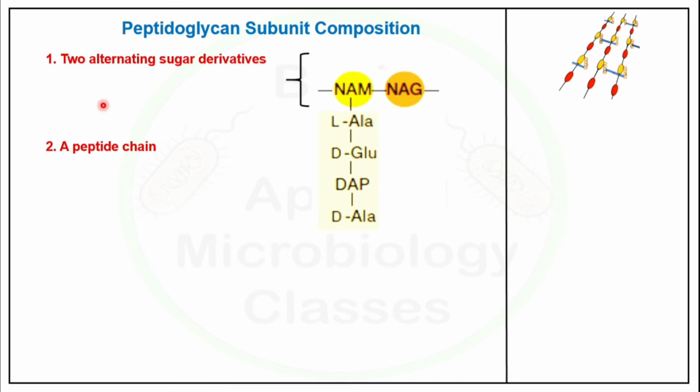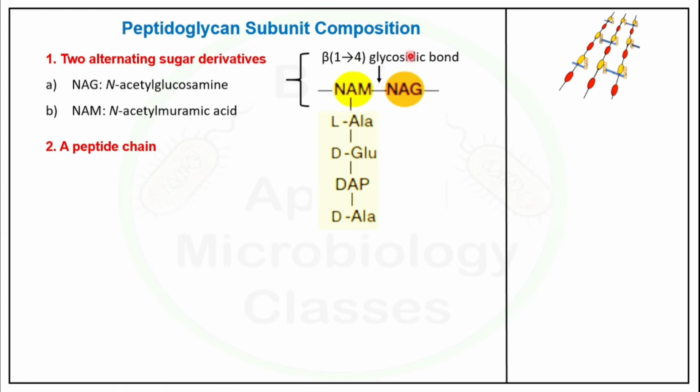So two alternating sugar derivatives. First one we can say is NAG. What is the full form of NAG? It is N-acetyl glucosamine. Now we are going to talk about NAM. NAM stands for N-acetyl muramic acid. And now you should know NAM and NAG are attached to each other by means of what? Beta 1-4 glycosidic bond. Beta 1-4 glycosidic bond is there, which will be attaching NAM to the NAG. Okay, one sugar residue will attach to the other residue by means of this particular bond. This is a very important question when it comes to the MCQs part, right?